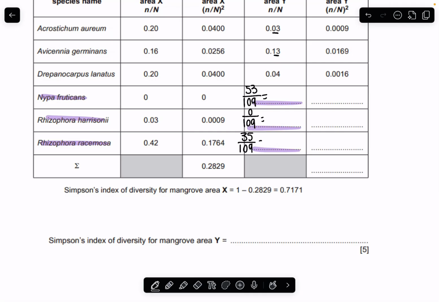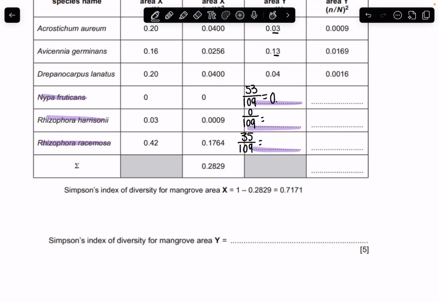Now, on the line, we would just write the answer. We don't need to take this a step further and write all of our work out yet. It doesn't ask us to show our work. You're going to get 0.49. Why am I doing 2 numbers after the decimal? I am using 2 decimal places because everything above in the table is to 2 decimal places. What Cambridge gave me, 0.03, 0.13, 0.04. So I'm going to take my answer also to 2 numbers after the decimal.